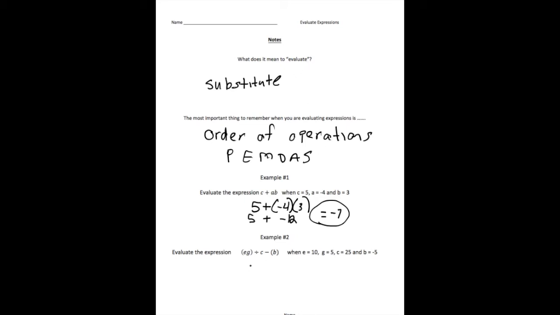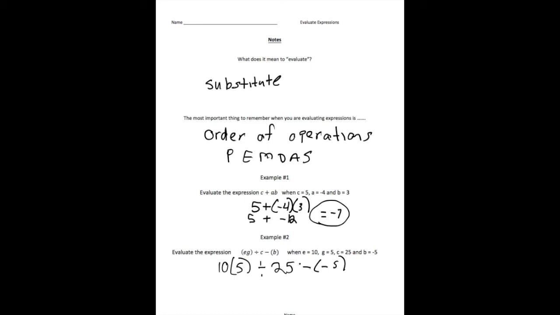All right, so let's try this one. Here we have E times G divided by C minus B. Remember, EG means E times G. So E in this case is going to be 10 times G, which is 5, divided by C, which is 25. Then we're going to subtract B, and B in this case is a -5.